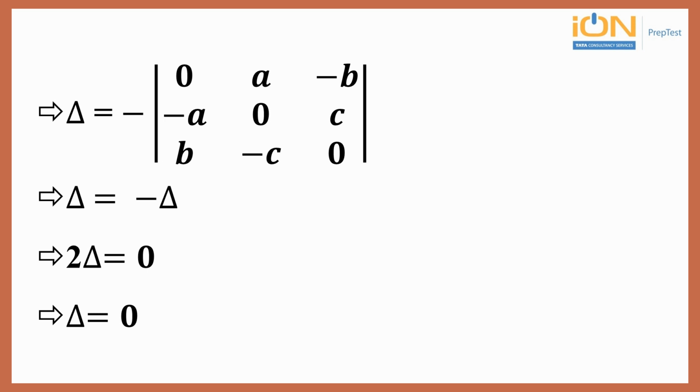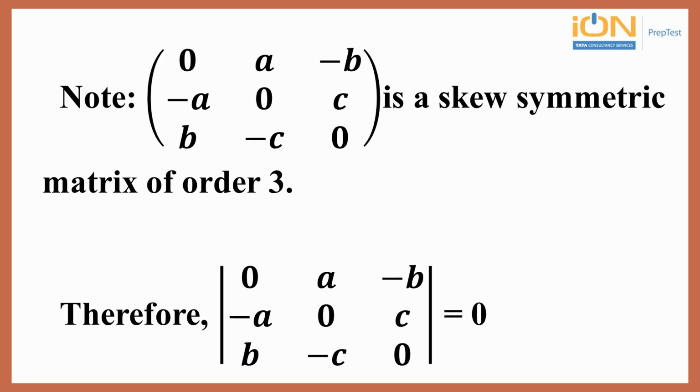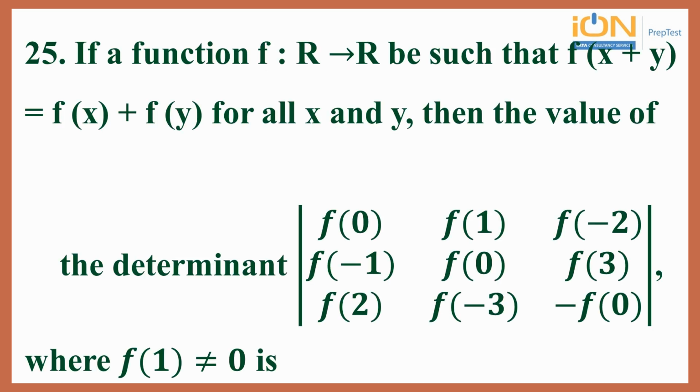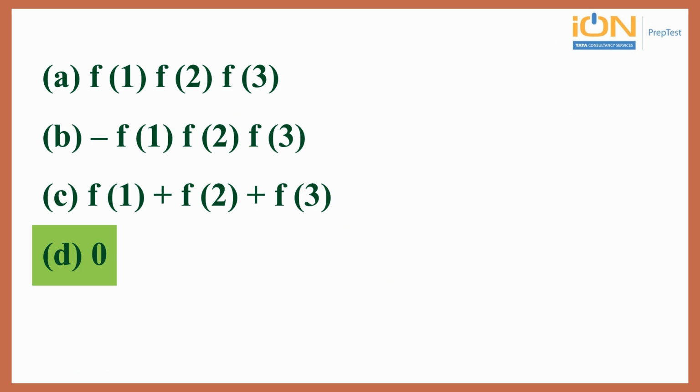So delta is equal to minus delta, and that gives us 2 delta to be equal to 0, and in fact delta is 0. We can observe that it is the determinant of a skew symmetric matrix of order 3, and we know that the determinant of a skew symmetric matrix of odd order is 0. Hence, we could have concluded at an early stage that this determinant is equal to 0. Therefore, the right option is option D.